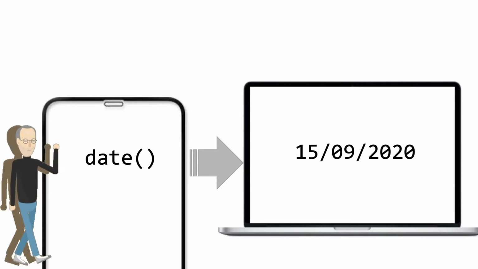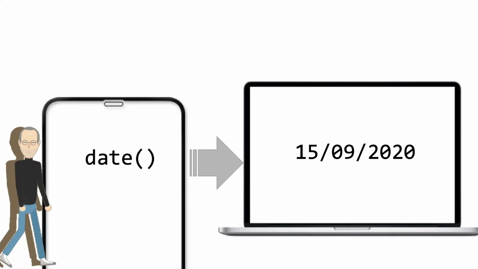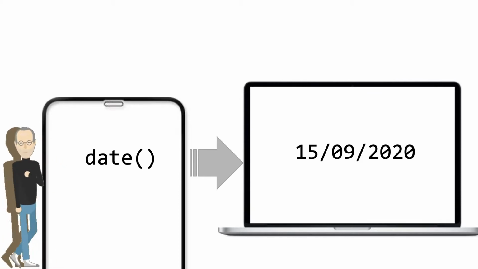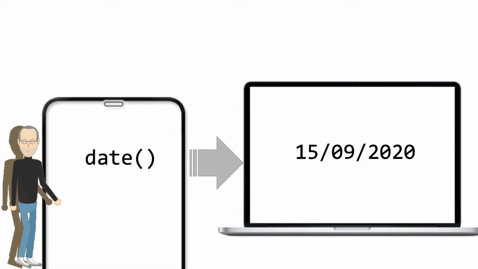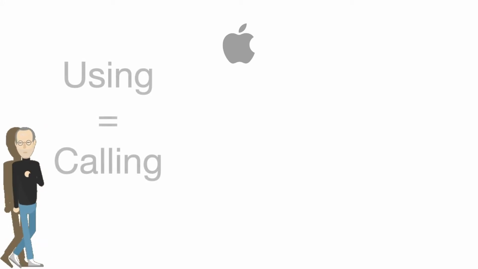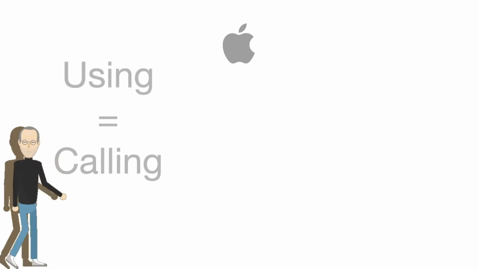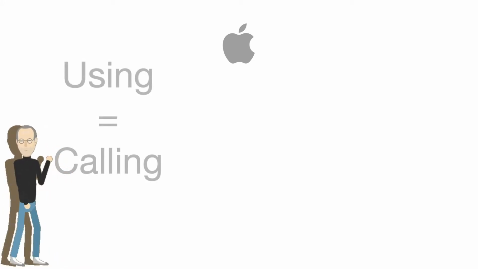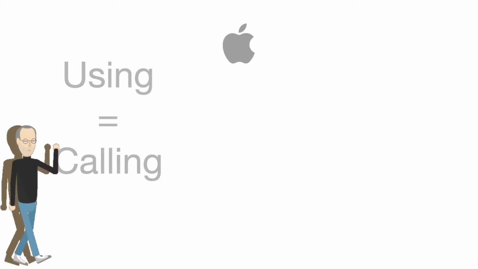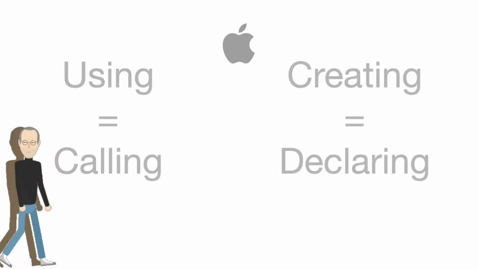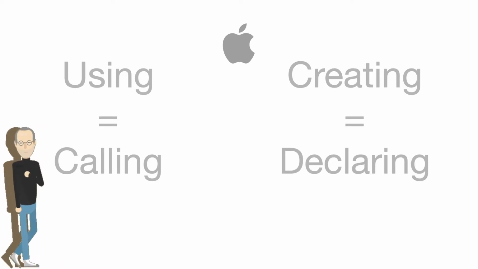I know. Truly remarkable. We named this calling a subroutine. Just to be clear, when we want to use the subroutine, this is calling a subroutine. And when we are creating a subroutine, we call this declaring or defining a subroutine.